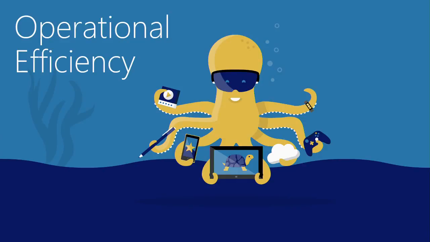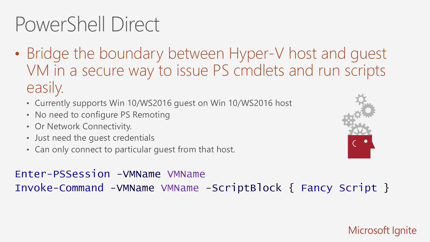There's then a whole bunch of stuff that we've done for operational efficiency. One of my favorite features in the release is PowerShell Direct. This is where we allow you to get PowerShell remoting straight to a virtual machine with no network configuration, and in fact, no configuration whatsoever. Just jump in on the host, Enter-PSSession -VMName, the name of the VM, and you're in there. It is amazingly powerful for scripting and automating Hyper-V.